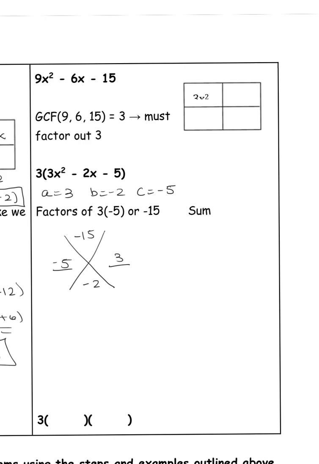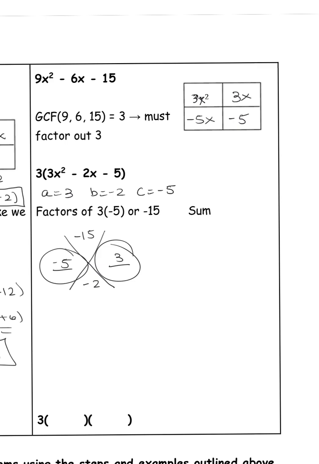Again, taking those factors, we are going to replace. I don't know why some of this got cut off. So our 3x squared is going to stay the same, our negative 5 is going to stay the same, and we're going to put in our negative 5x and our positive 3x.